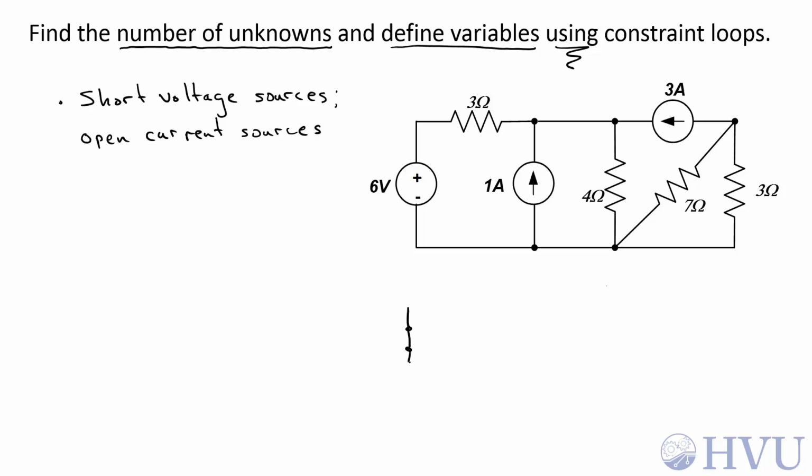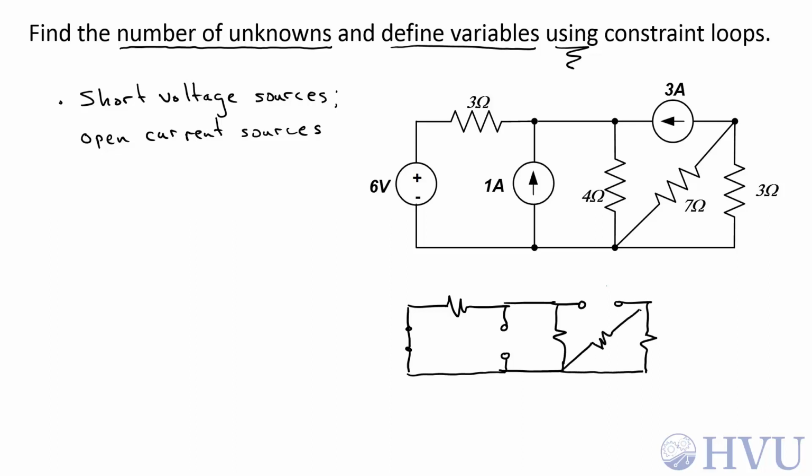So this voltage source becomes a short circuit. This resistor is unchanged. I open up this 1 amp current source. This resistor, the 4 ohm resistor, also remains unchanged. The 3 amp current source becomes an open circuit. And these two resistors here remain as is.